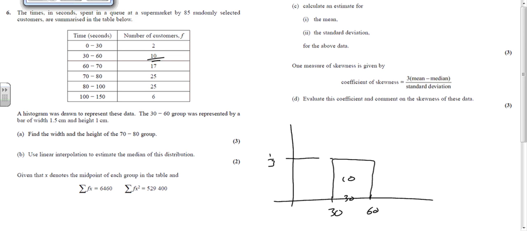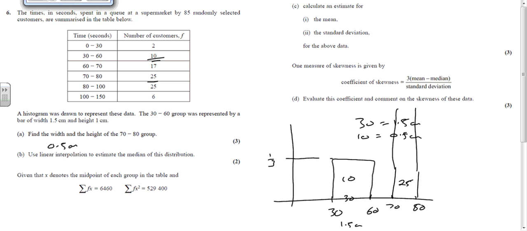So now we've got to work out what it is from 70 to 80. If this has got a width of 1.5 centimeters, 30 has a width of 1.5 centimeters. So a gap of 10 is going to be 0.5 centimeters. That's going to be for the width, 0.5 centimeters. If you have a look at the 70 to 80 group, that has got a frequency of 25. So 10 times by something makes 25, so therefore that's going to need to have a frequency density of 2.5.